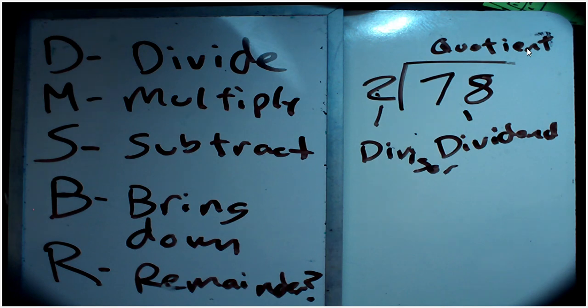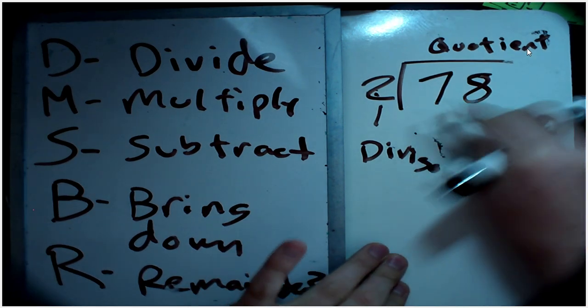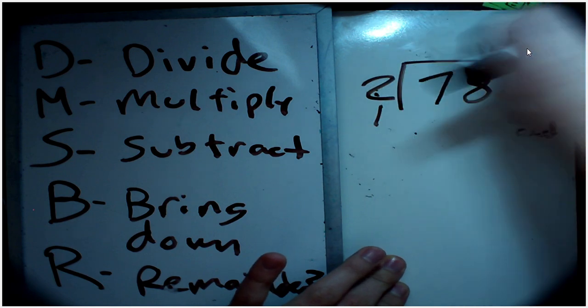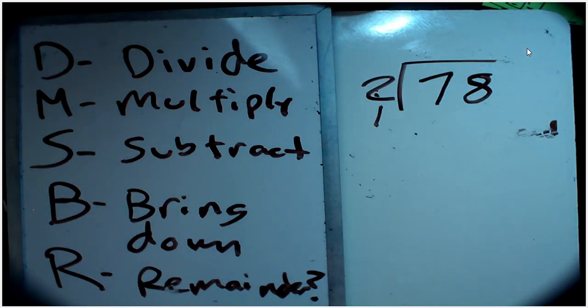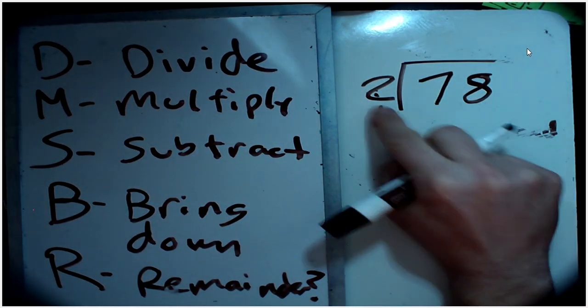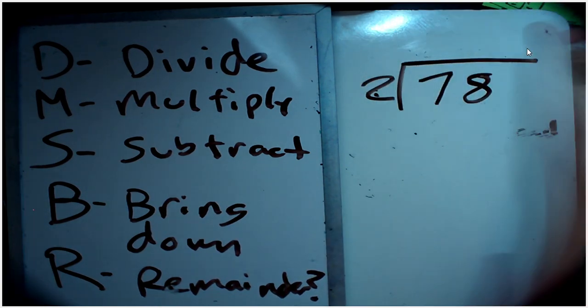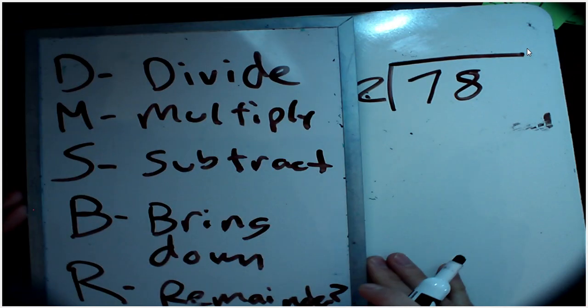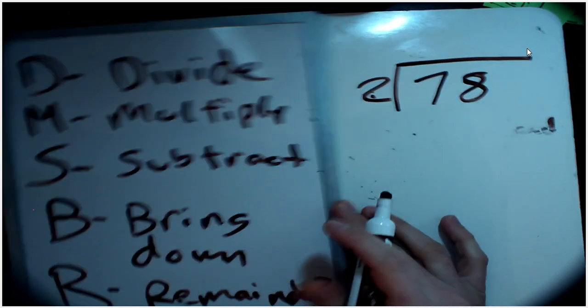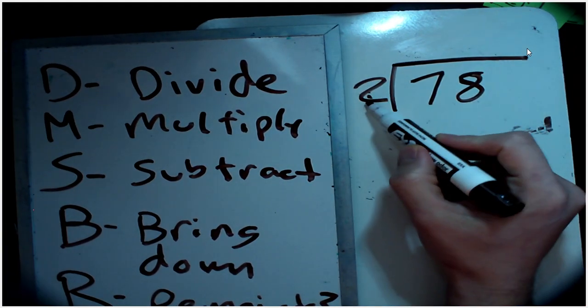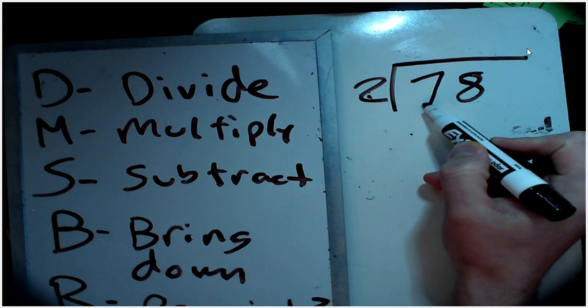This problem is saying to me, how can I split 78 into two groups and those groups have equal objects? So let's go through the steps. Step one, the most important step, is to divide. You are asking yourself, how many times does 2 go into 78?